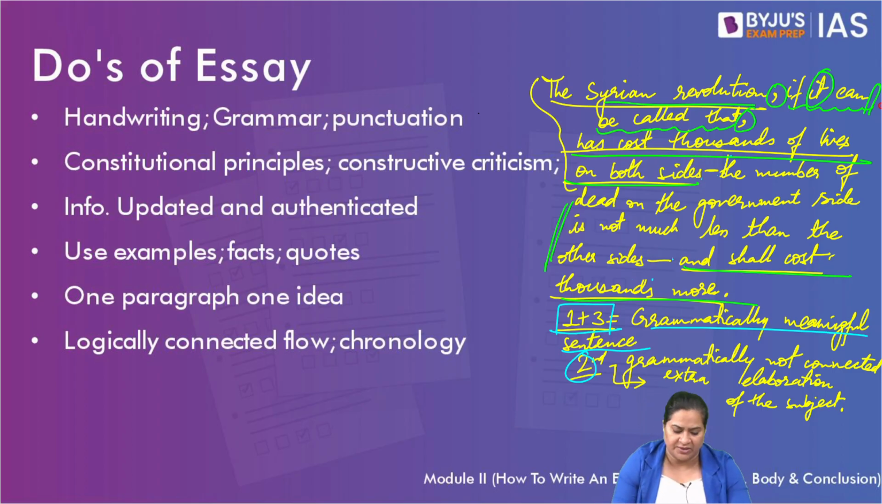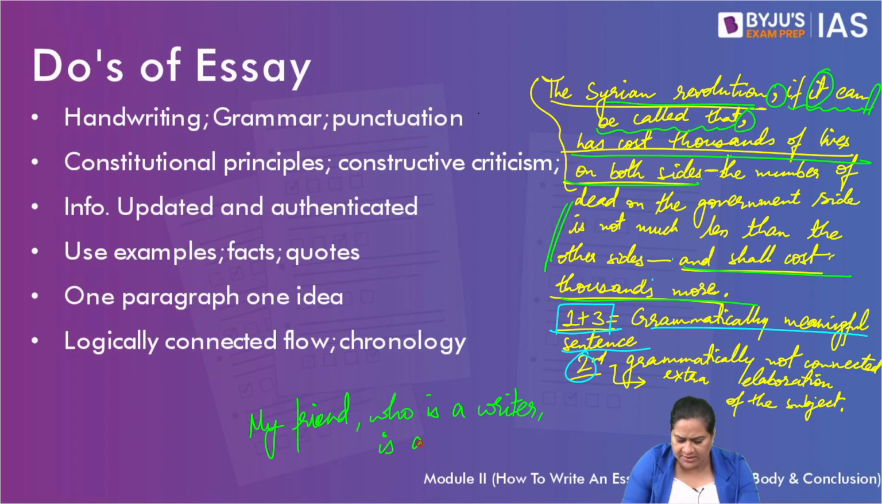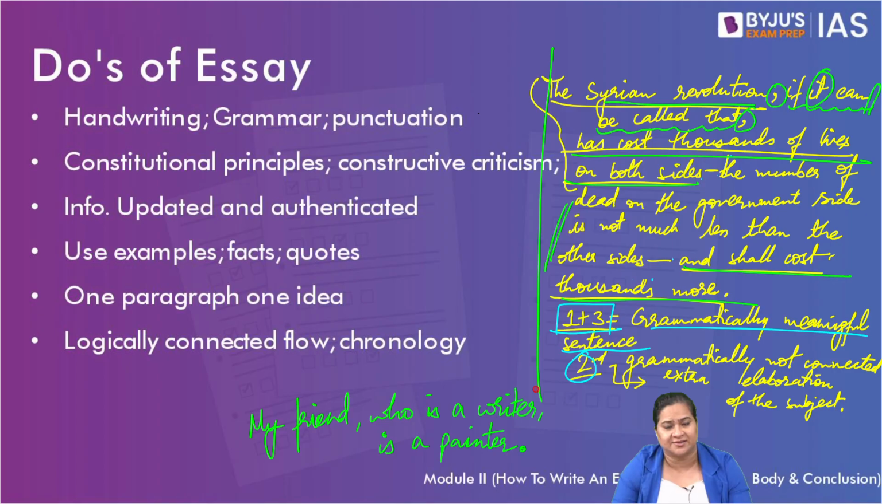Got it? In simple language, in your grammar books, you find examples like these, like my friend, comma, who is a writer, is a painter. This level is what you get in school days. But this is the level you get in newspapers, you get in CSAT passages. So my friend is a painter, everyone can see. Who is a writer is an extra enumeration.